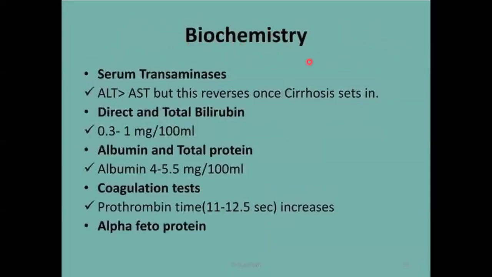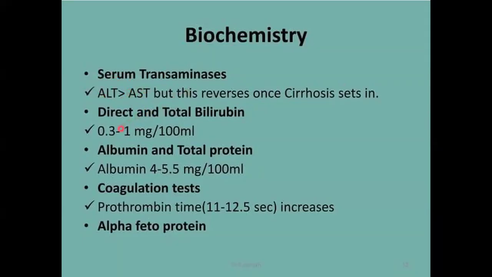And then biochemistry, here is where we call them liver function tests. Serum transaminases, ALT is greater than AST, but this reverses once cirrhosis sets in. So something very specific for viral hepatitis is alanine transaminase, ALT, is usually raised more than AST. Okay? That is very specific for viral hepatitis. Normally, most of the diseases, for example, let's say you have alcoholic liver cirrhosis, AST will rise more than ALT. But for viral hepatitis, ALT rises more than AST.